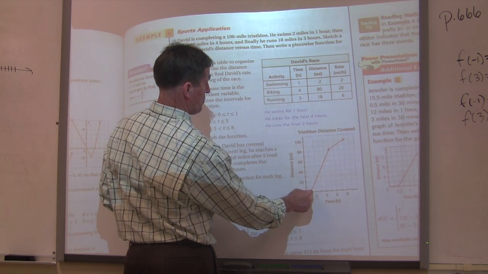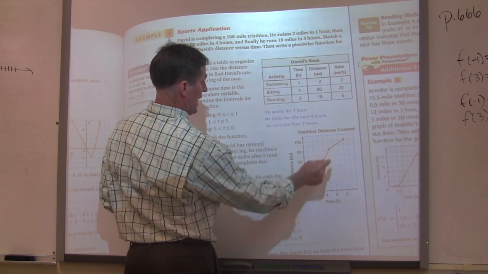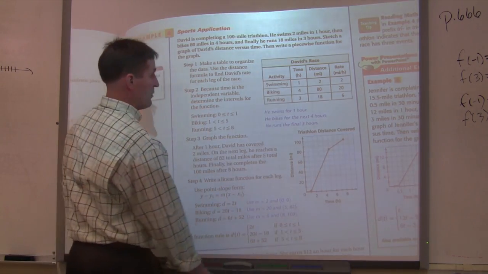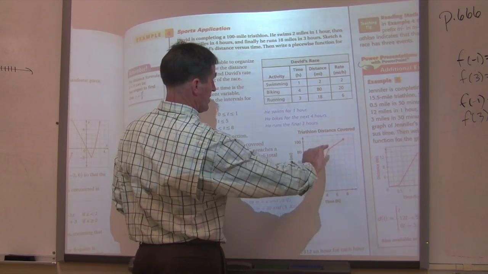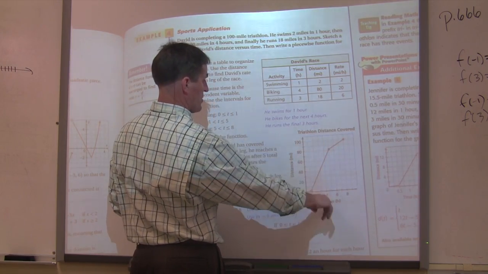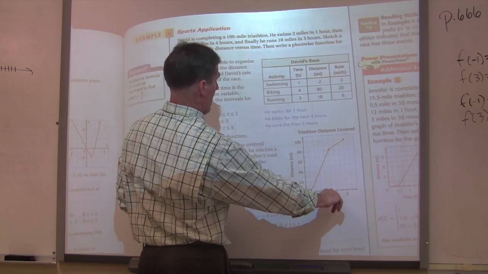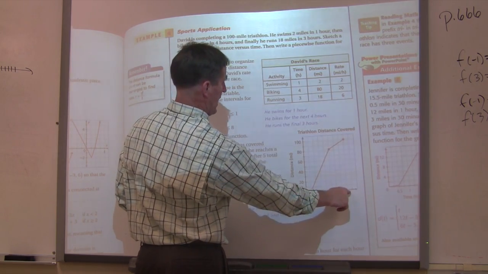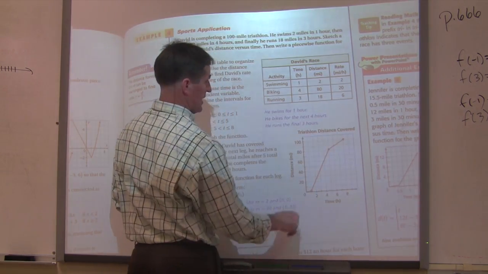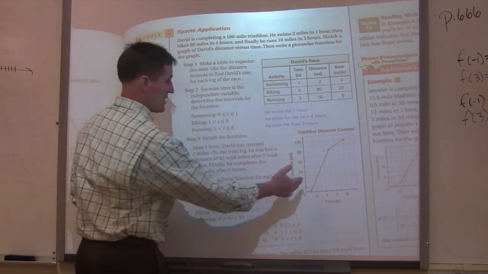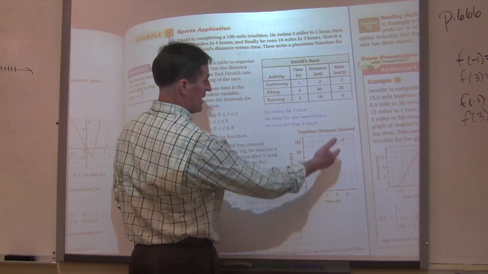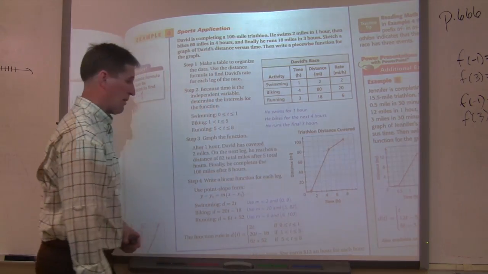Then from 2 miles to 82 miles, we go that way, and then it flattens out again because he goes from the 5-hour mark to the 8-hour mark. He only goes 18 miles. And so you can see, it's easy to tell by this when he's going the fastest, obviously when he's biking. He's going faster when he's running than he's swimming.